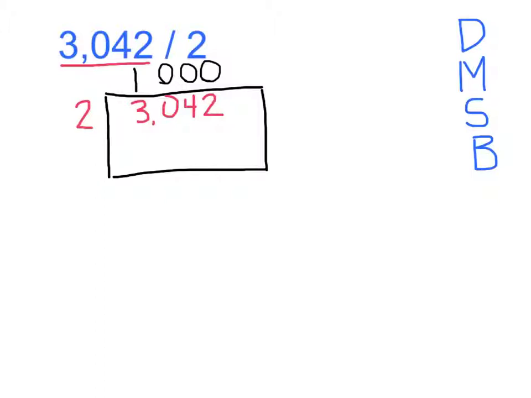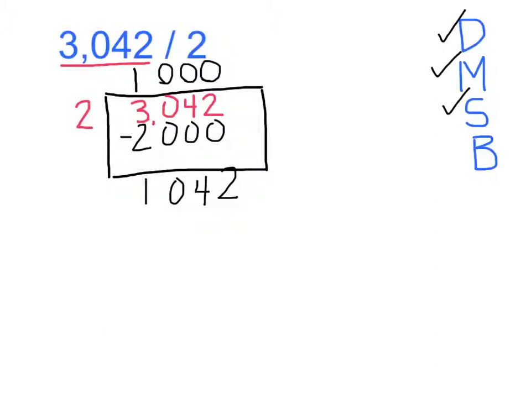Okay, so we've gone ahead and we have divided. Now we're going to multiply. 1,000 times 2 is 2,000. We're going to put that underneath 3042. We're going to subtract that, starting at the ones place and moving our way to the thousands. And we're going to bring down any remainders, which we've just done.